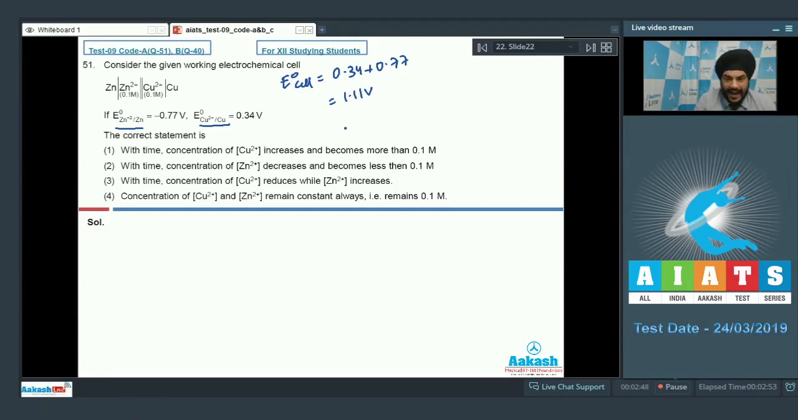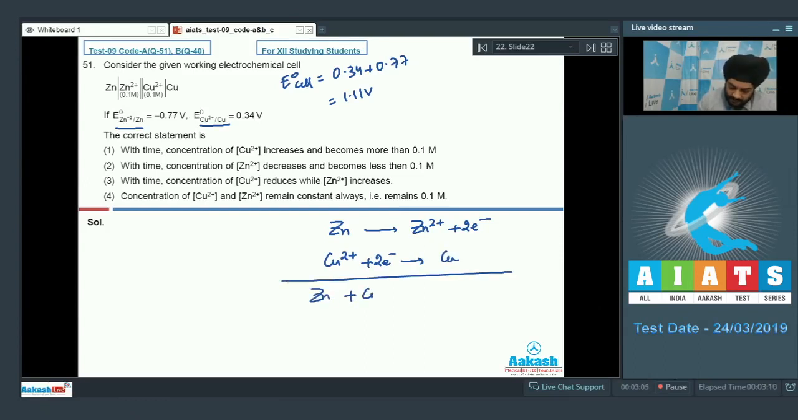So we can also talk about the reaction which is going on inside this cell. The zinc is losing 2 electrons and converting into zinc 2 plus, whereas the copper 2 plus present in the system will accept 2 electrons and convert into copper. So the net reaction is zinc plus copper 2 plus, giving us zinc 2 plus plus Cu. So students, if we talk about the EMF of this cell, this EMF is generated by the forward shifting of this reaction. So with the passage of time, the copper 2 plus ion concentration is going to decrease, whereas the zinc 2 plus ion concentration is going to increase in the system.